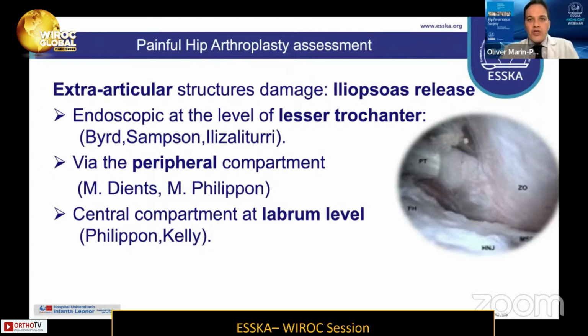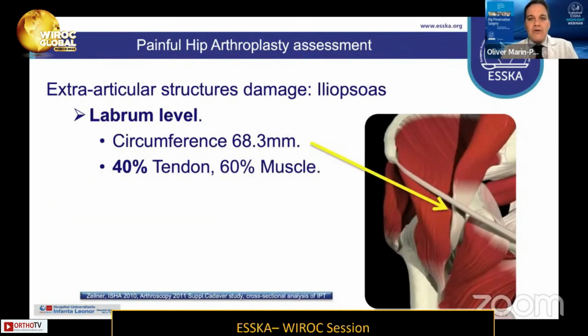You can approach this iliopsoas irritation in patients with total hip replacement by focusing on the area of the iliopsoas at the lesser trochanter, a little bit proximal in the peripheral compartment of the hip, and more proximal at the labrum level. If you go to the labrum level, you must know that 40% of the area of the iliopsoas is tendon, and 60% is muscle.